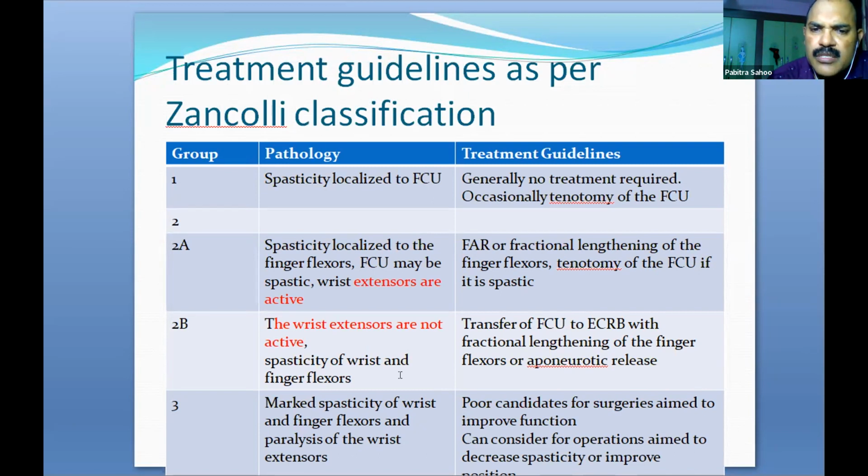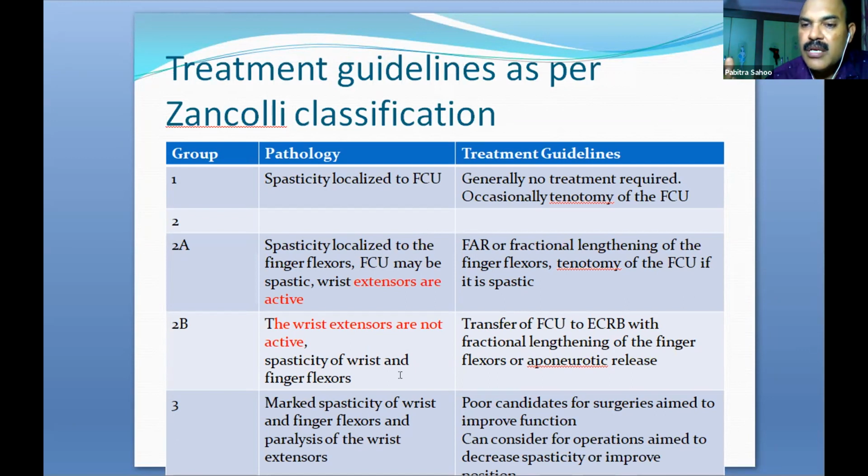Zancolli type 2A: the spasticity is localized to the finger flexors, and mostly it is because of flexor carpi ulnaris. But the extensors are active. Please remember here, the extensors are active, especially ECRB is acting. So what is our role? Our role is to reduce spasticity of the finger flexors by a flexor aponeurotic release, we'll discuss what that is. A very simple surgery: flexor aponeurotic release and fractional lengthening of the finger flexors at the musculotendinous junction, not tenotomy.